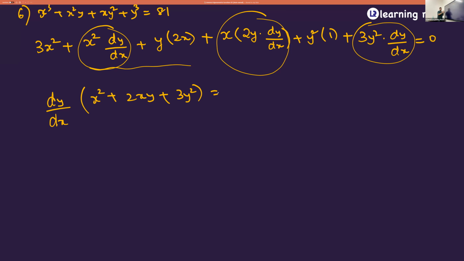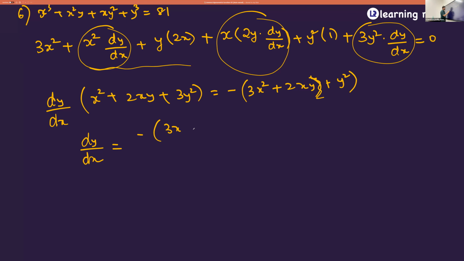Is equal to, take all the terms this side to the other side. So 3x square plus 2xy, both are plus. Take it to the other side as negative of 3x square plus 2xy. So what is dy by dx? Where is y square? Oh, that is there. So plus y square. Okay. So this will be minus 3x square plus 2xy plus y square, the whole divided by x square plus 2xy. This is the answer.